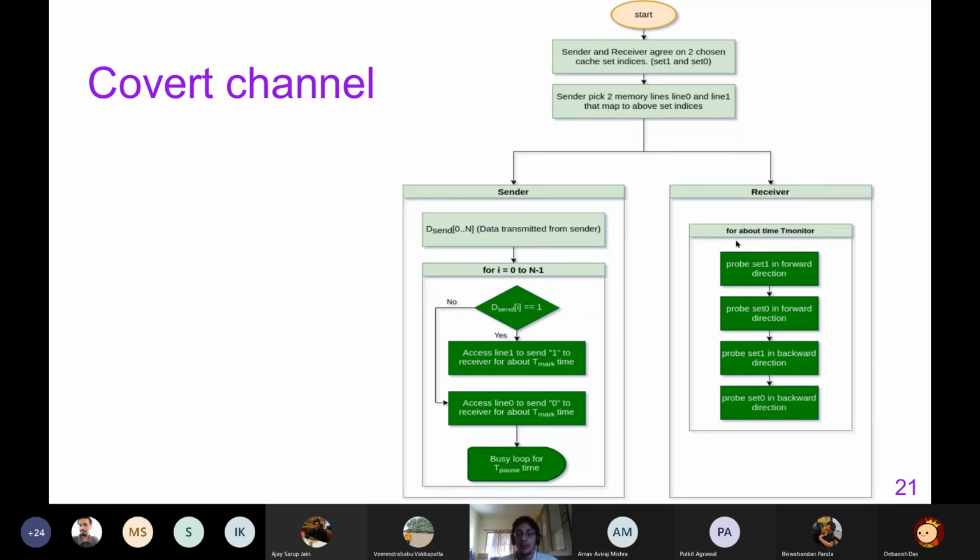If the sender reads a line from set number 1, then it gets put into the LLC. And if the receiver is able to get a hit for that set number 1, then it means it's bit 1, else it is bit 0 if the receiver gets a hit for line 0. By doing this, the sender can send the receiver all the bits of a particular array. Here we have used something called descend. So the descend can be sent from the sender to receiver by doing this algorithm.